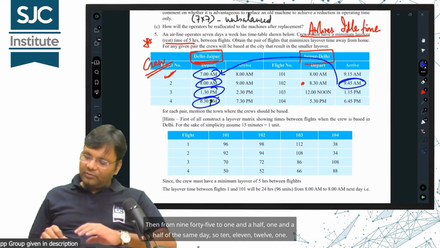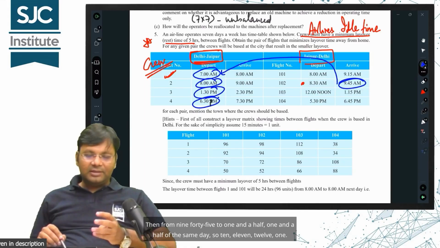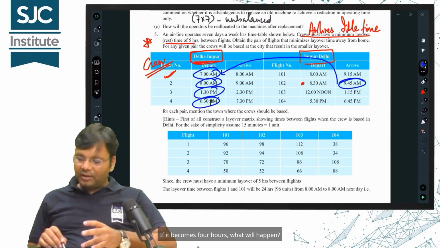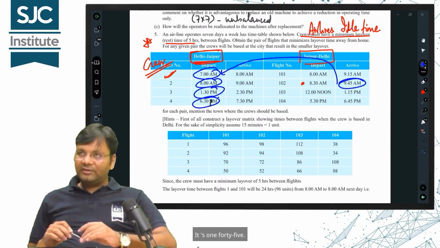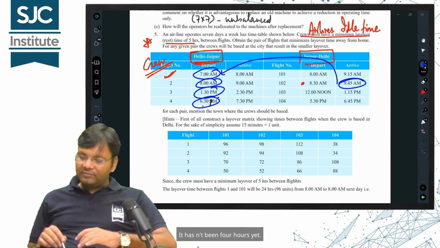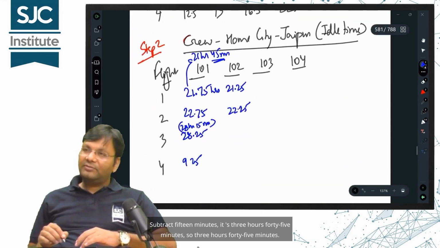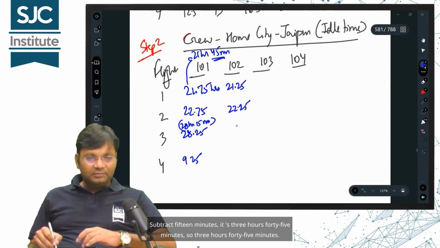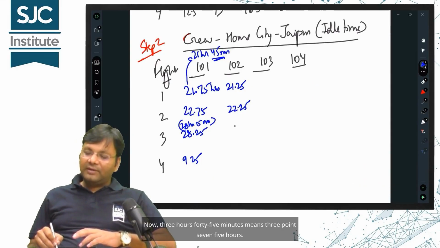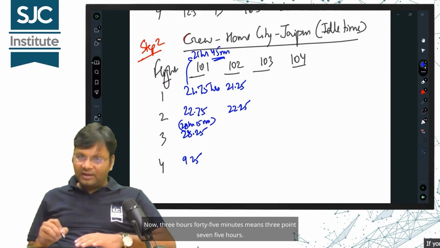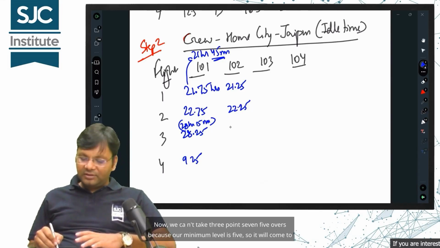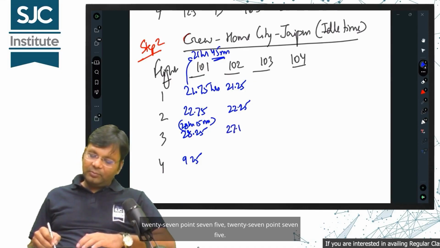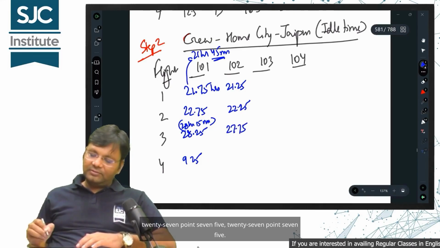Then from 9:45 to 1:15 of the same day, so 10, 11, 12, 1. If it becomes 4 hours, what will happen? It's 1:45. It hasn't been 4 hours yet. Subtract 15 minutes, it's 3 hours 45 minutes, which means 3.75 hours. Now, we can't take 3.75 because our minimum level is 5, so it will come to 27.75.